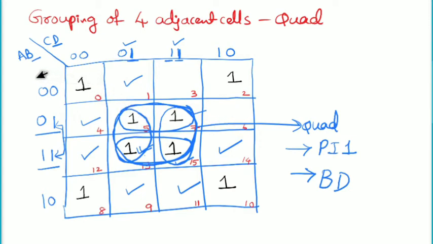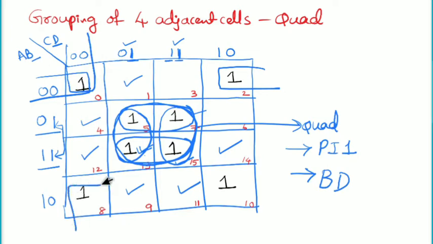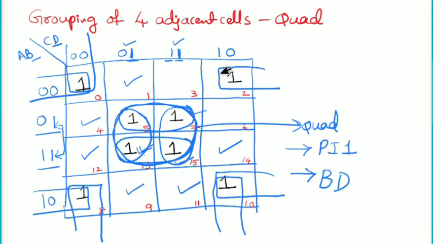For cell number 0, cell number 2 is adjacent. This was explained in one of my videos, you can watch it. When you roll this K map, this 0 will touch the 2. That is the reason this 0 and 2 are adjacent to each other. Similarly, this 0 and 8 are adjacent to each other, so these two will make a pair. Similarly, cell number 8 and cell number 10 are adjacent and make a pair, and cell number 10 and cell number 2 are adjacent and make a pair.